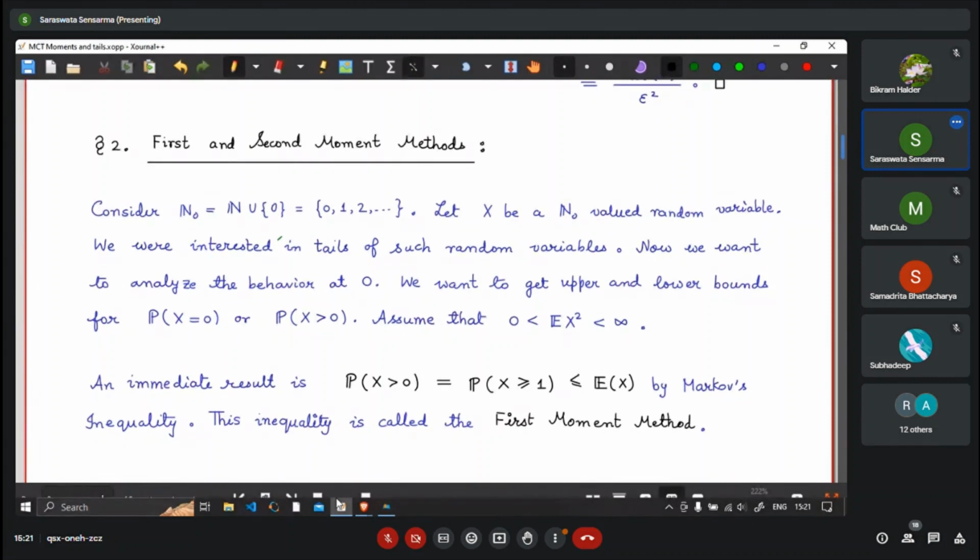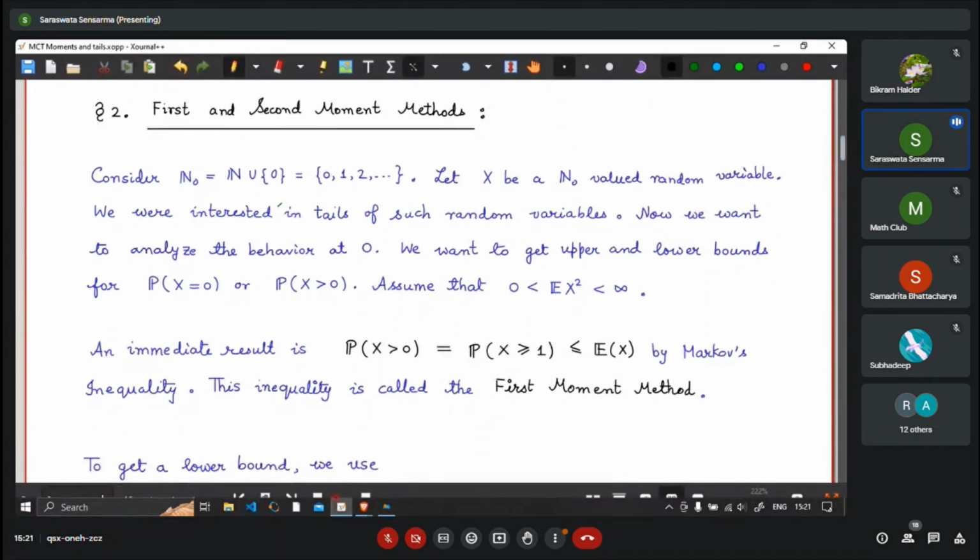Anyway, we move on to the second set of inequalities that we'll be interested in. These are called the first and second moment methods. Why? We'll see soon. Let's say X is a non-negative integer valued random variable, often called a counting random variable. We were interested in finding tails, but what we are now interested in are these probabilities: is X zero, or is X strictly positive?